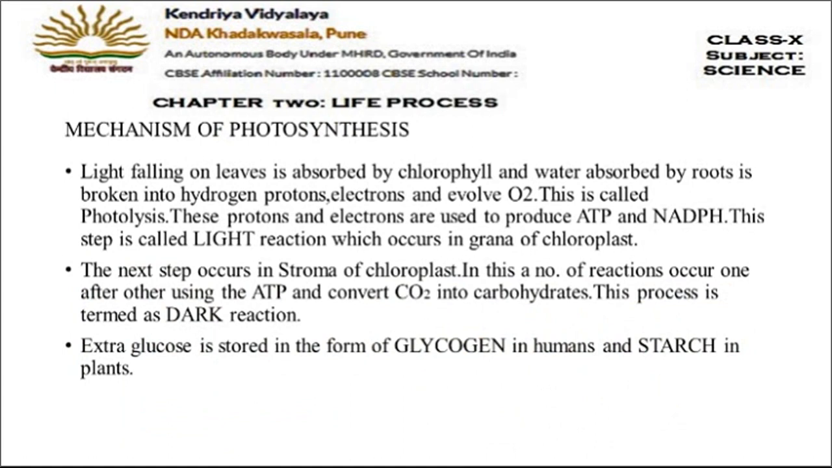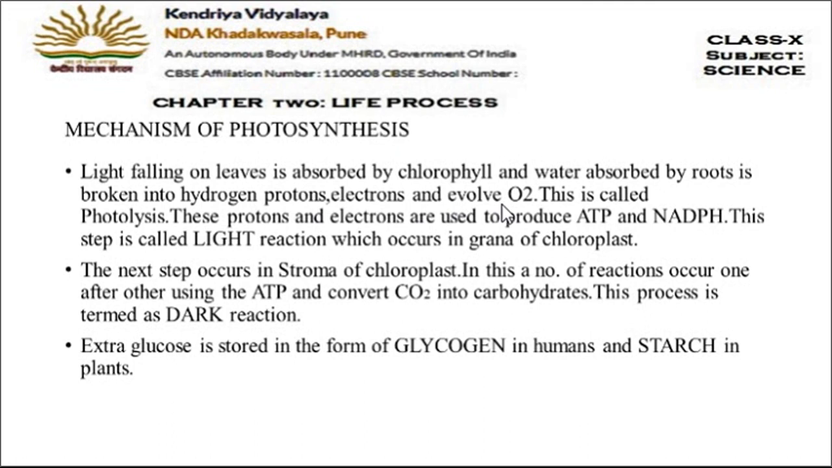Now when the sunlight falls on the leaves, the chlorophyll which is present in the chloroplast absorbs that solar energy and gets excited. Okay. After excitement, it will release many of the electrons, and the water which is absorbed by the roots is broken down into hydrogen protons. Hydrogen protons means H plus, electrons, and in this process oxygen gas is evolved.